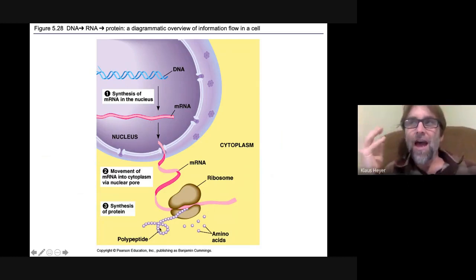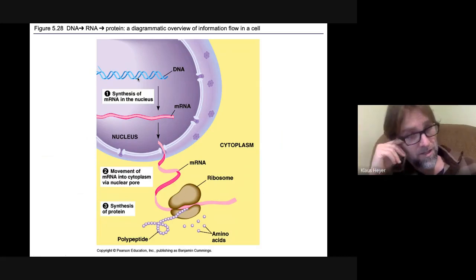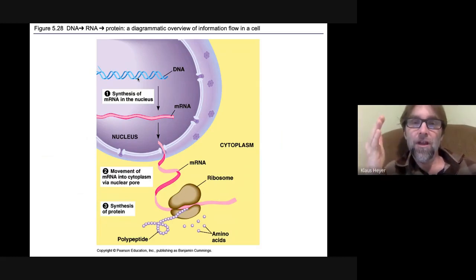Question is, how does the cell know what order to put those amino acids in? And the answer is that it's in the DNA. This DNA is inside the nucleus of your cell. So here we're talking about your genetics. The DNA has the code, the information for what order we should put those amino acids in.